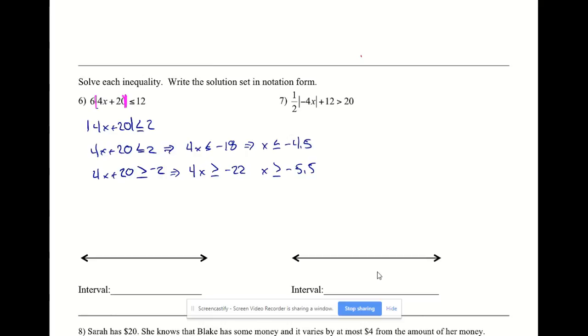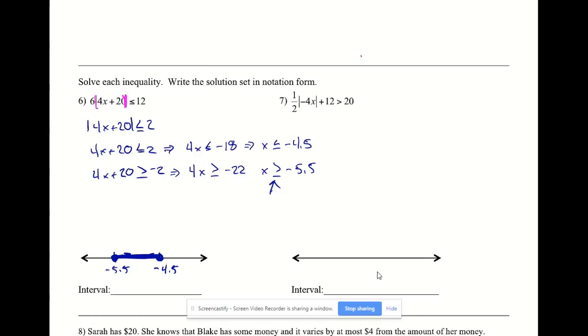So I come down here to the interval, and all I have to do is put my two points, negative 5.5 and negative 4.5. Because we have greater than or equal to and less than or equal to, closed circles. Since we're greater than negative 5.5, we're going to go this way. Since we're less than negative 4.5, we're going to go this way. So our interval is in between.